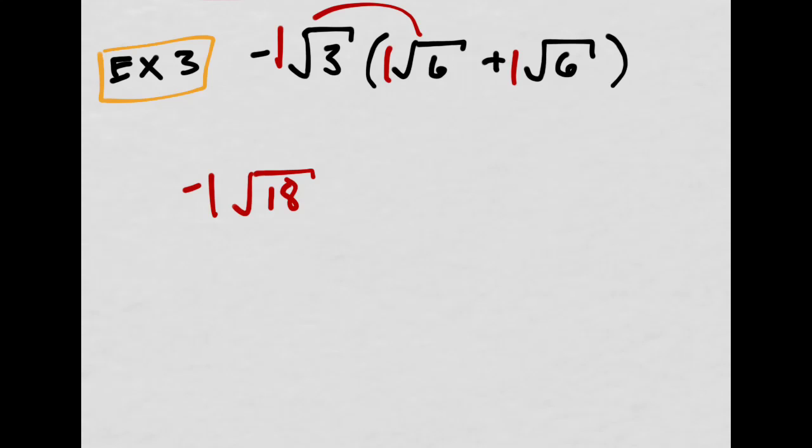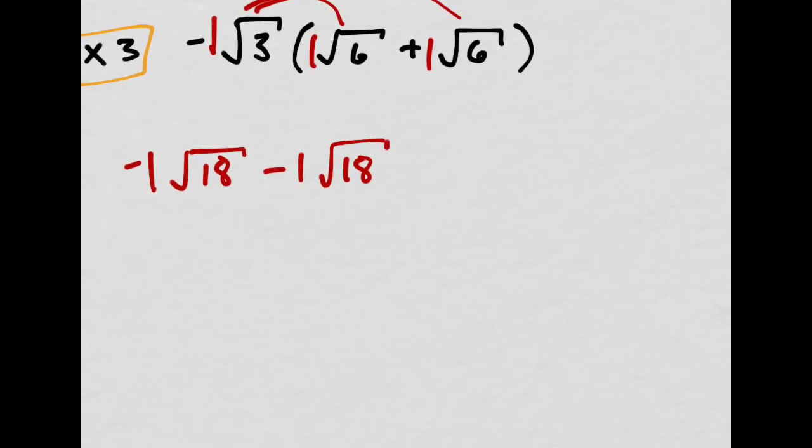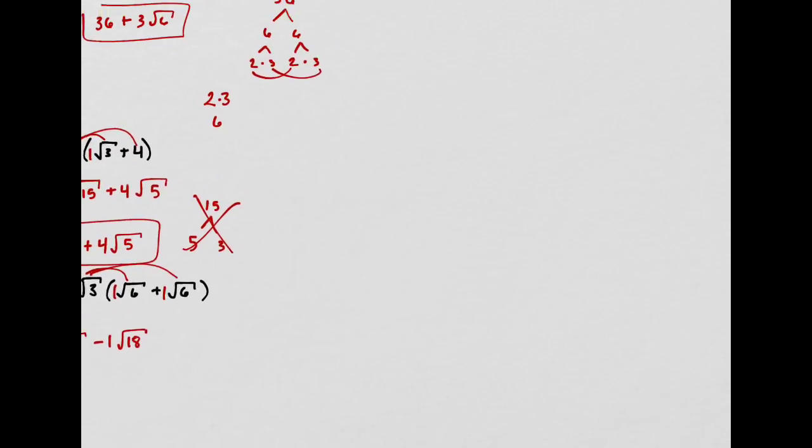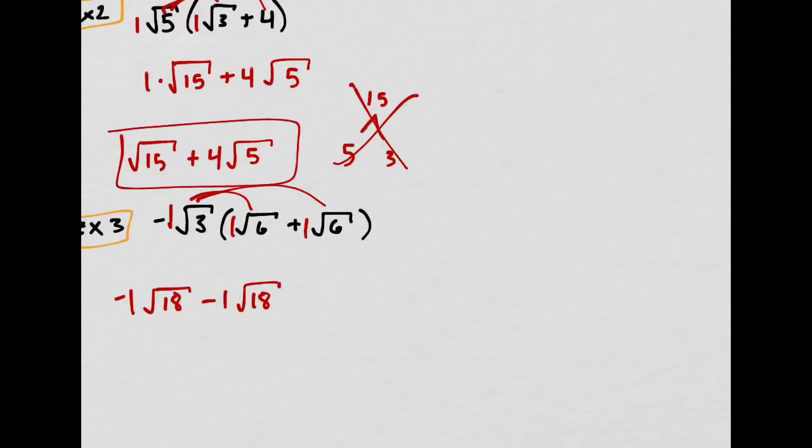And then same idea over here. Negative 1 times negative 1 is negative 1. Square root of 18. Okay, we could have simplified first, but then I'm just following the instructions that we had. So I multiply the insides of the radicals, keep them on the inside, multiply the coefficients, keep them on the outside, reduce at the end.